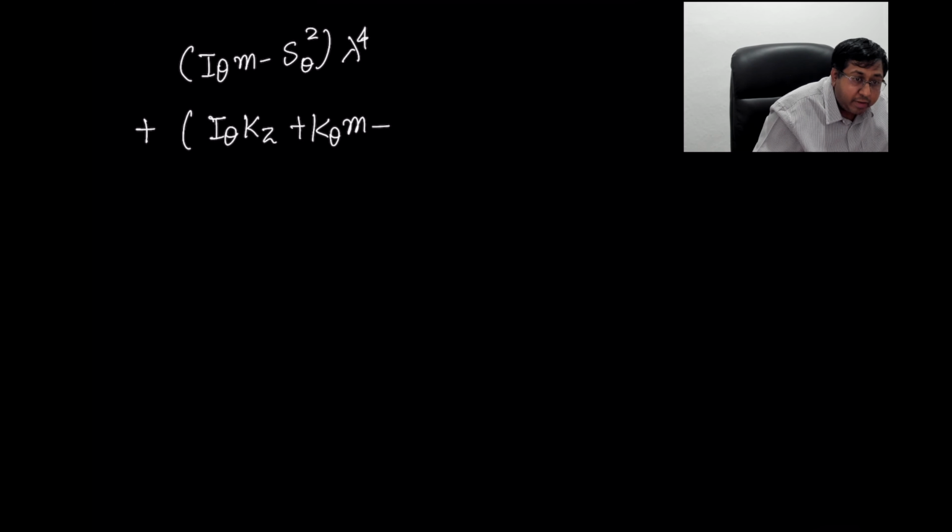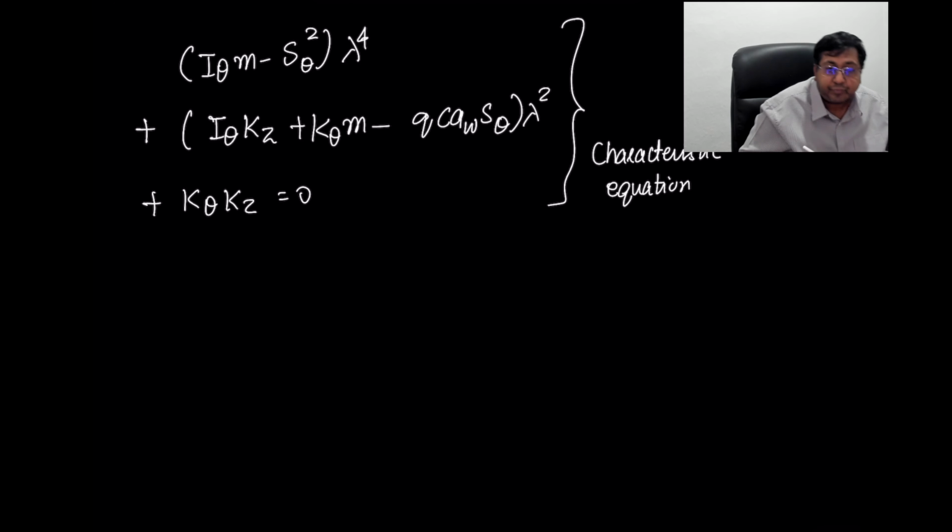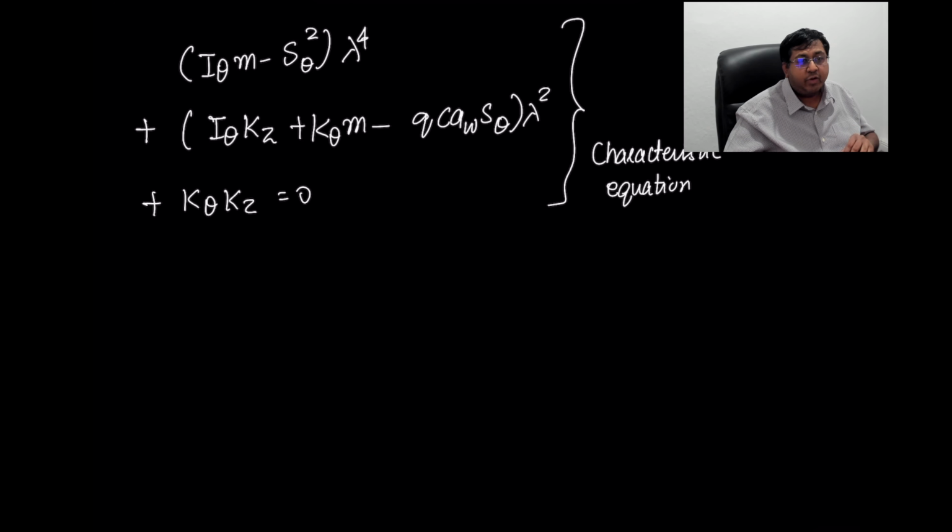So plus K theta into M minus Q C A W into s theta into lambda square plus k theta into kz equal to 0. So this is nothing but our characteristic equation. Right. So once we have our characteristic equation, we can solve for our frequencies, we can solve for our lambda or the eigenvalues in there. As we saw earlier, I'm going to leave this as an exercise for you to solve.